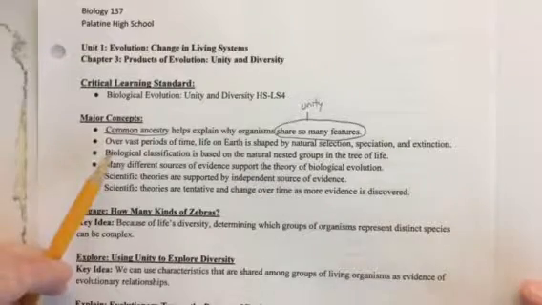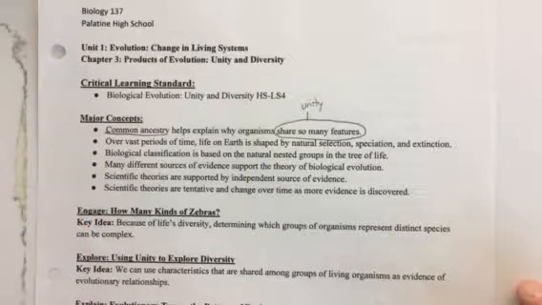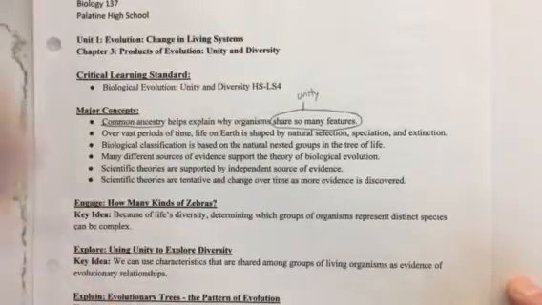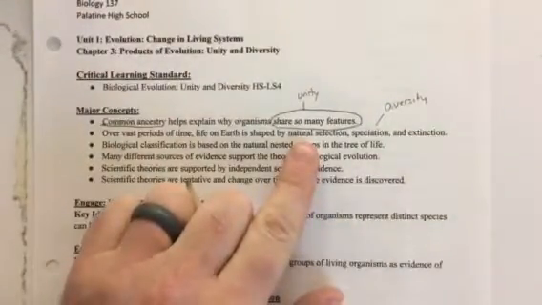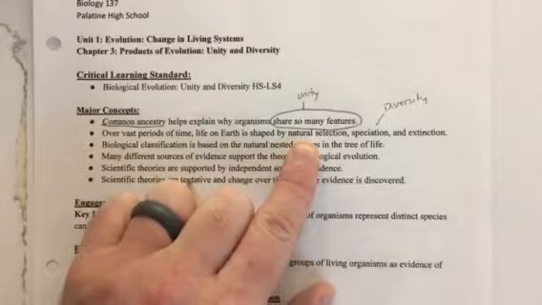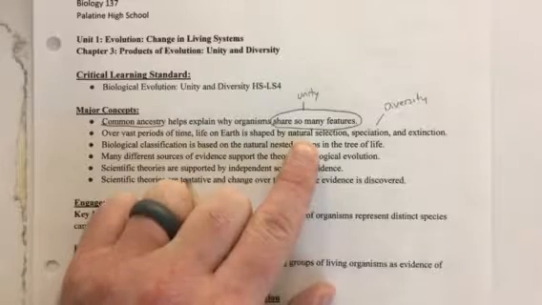And then next major concept is over vast periods of time, life on Earth is shaped by natural selection, speciation, and extinction. These are where the diversity of life come about. Remember, natural selection leads to adaptations, and different adaptations will occur for different environments.